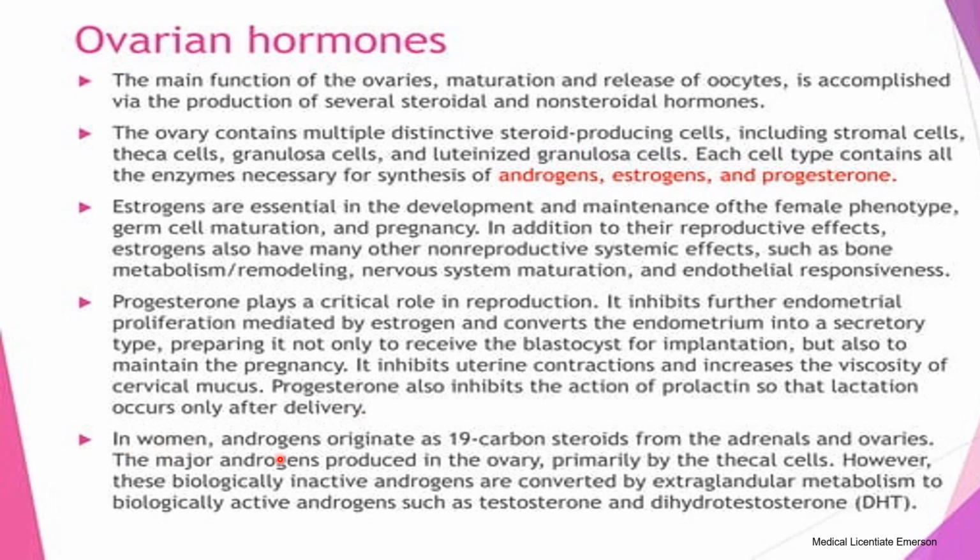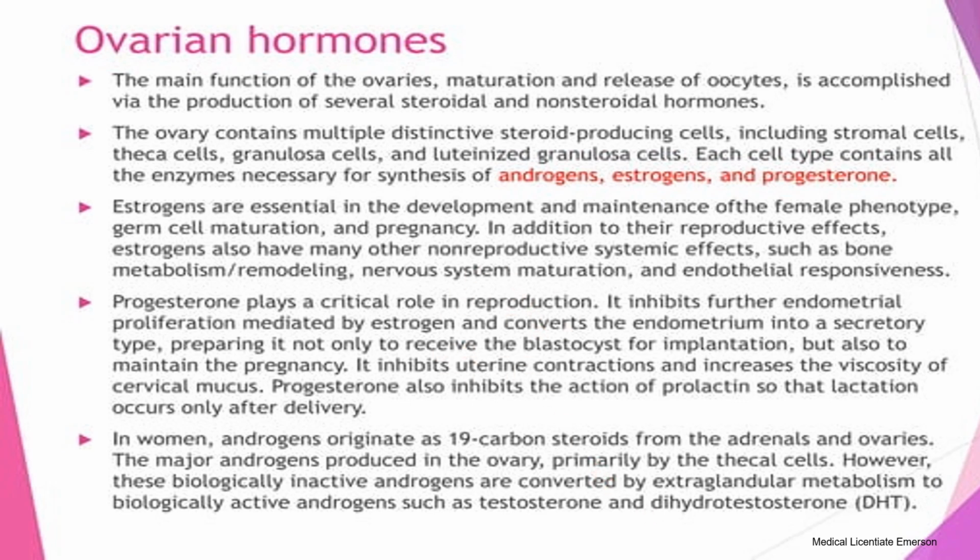Okay, then in women, androgens originate as 19-carbon steroids from the adrenal glands and the ovaries. The major androgens produced in the ovaries are made primarily by the theca cells. However, these biologically inactive androgens are converted by extraglandular metabolism to biologically active androgens such as testosterone and dihydrotestosterone, DHT.